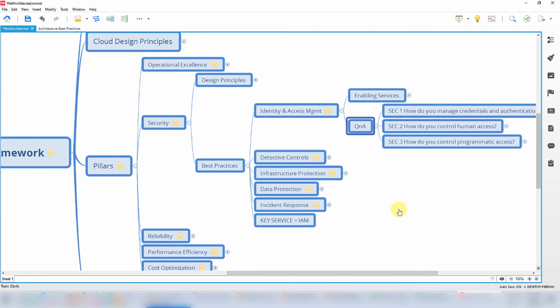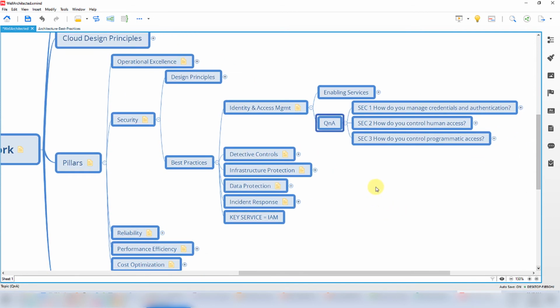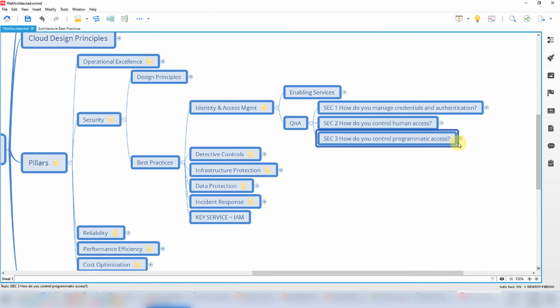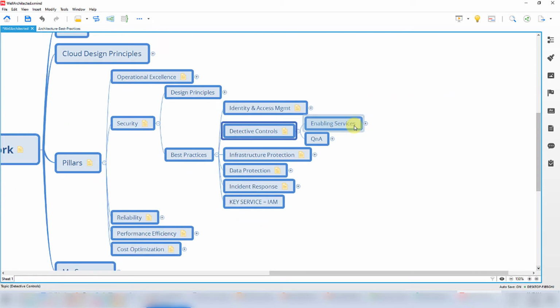Let's look at the key questions that drive best practices. How do you manage credentials and authentication? How do you control and keep track of human access? And how do you control and keep track of programmatic access?